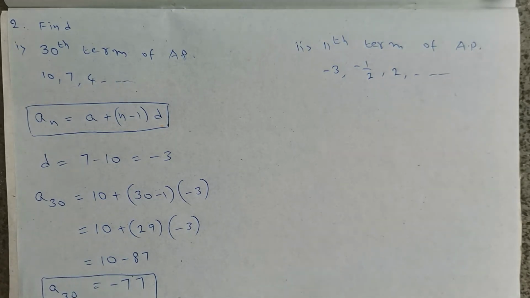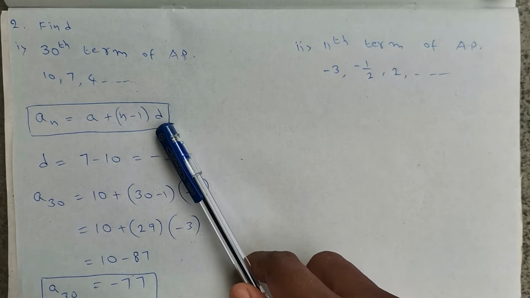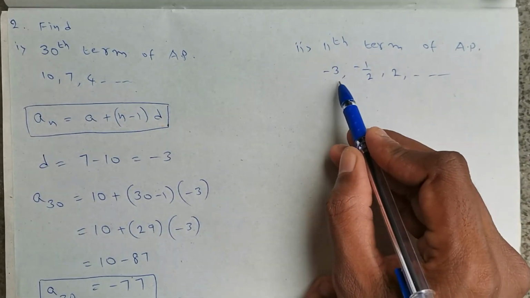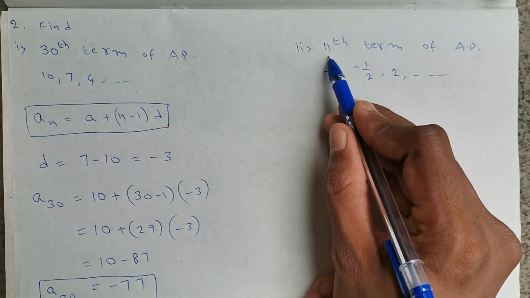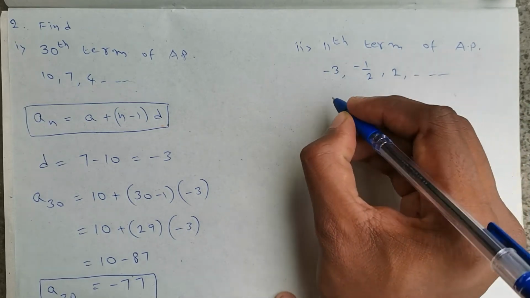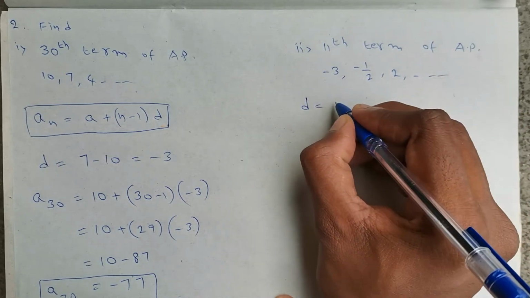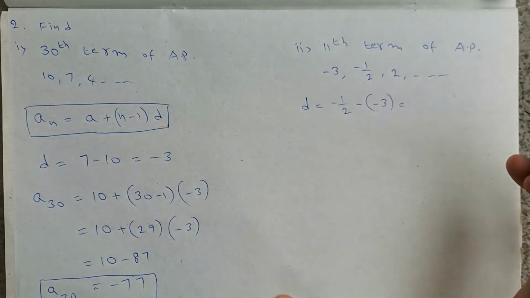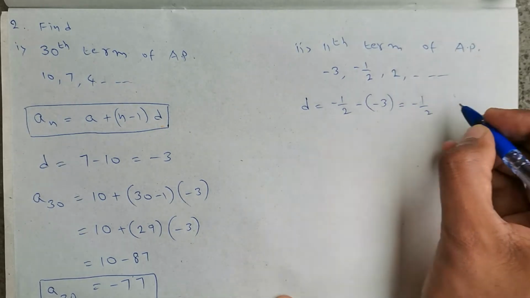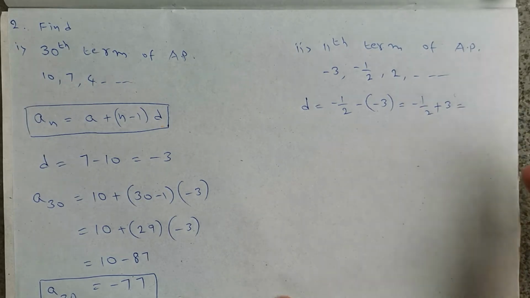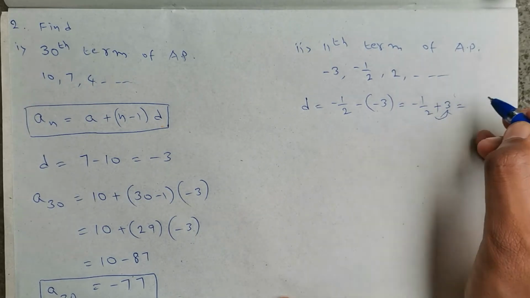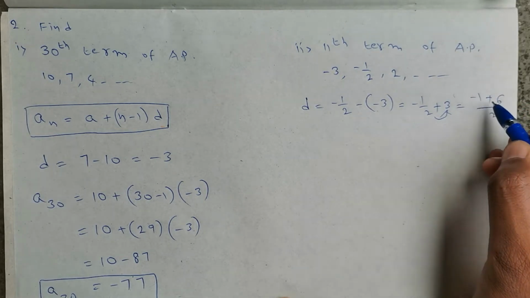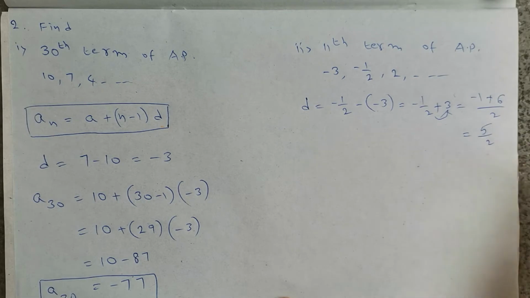Now here also the same formula, an is equal to a plus n minus 1 into d, because he is asking to find the 11th term. The a value is minus 3, the n value is 11, and we want the common difference. So the difference is equal to the second term, minus 1 by 2, minus the first term, minus 3, which is equal to minus 1 by 2 plus 3. Here we need to do multiplication. Minus 1 as it is, 2 threes are 6, divided by 2. Minus 1 plus 6, 5 divided by 2.